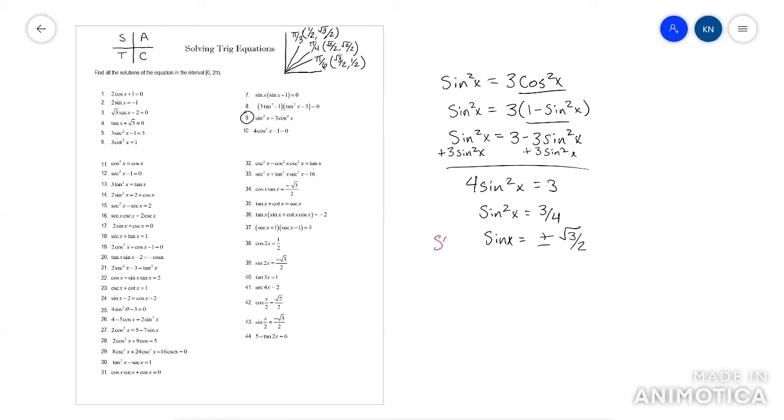Now I'm ready to inverse sine. So it's plus minus, so I'm in all 4 quadrants. And where sine is root 3 over 2 would be pi over 3 reference. So pi over 3, 2 pi over 3, 4 pi over 3, and 5 pi over 3. And those would all be my answers.